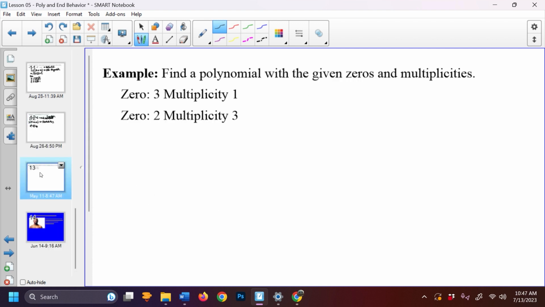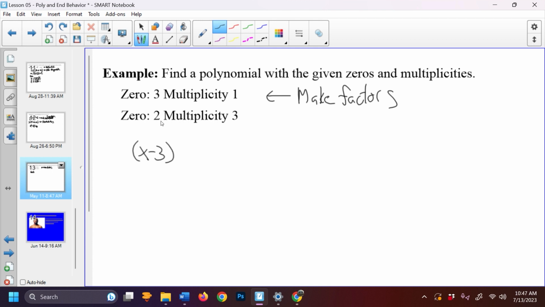Last example. Find a polynomial with the given zeros and multiplicities. And so the first 0 is 3, and it has a multiplicity of 1. So again, I'm going to make factors. And so the factor, if my 0 is 3 and the multiplicity is 1, then its factor would be x minus 3.